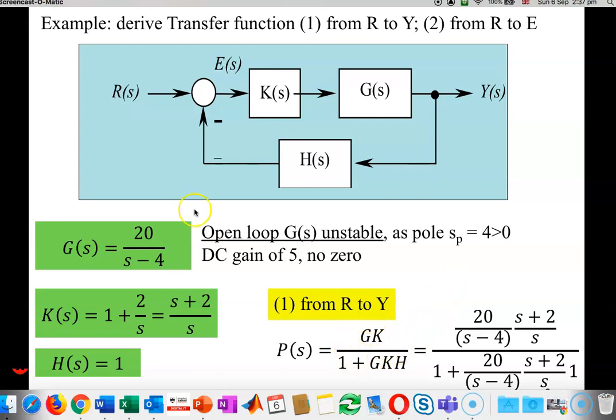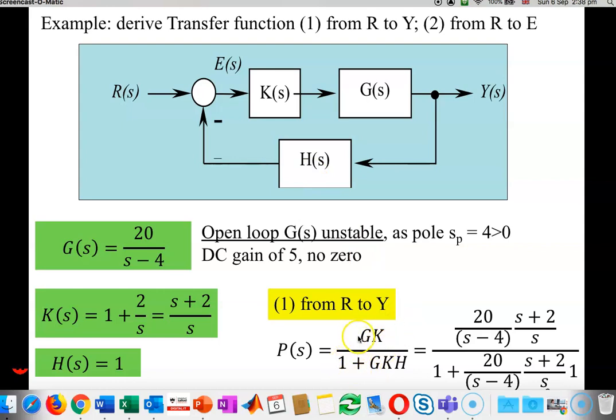Because I want to find the transfer function between R and Y, I'm going to look for the feedback loop first. In this case, there's a feedback loop here. How many terms do we have in the feedback loop? We have 3 terms: K, G, going through H, and it comes back. So that's a feedback loop. I'm going to multiply K, G and H, stick that at the bottom, plus 1.